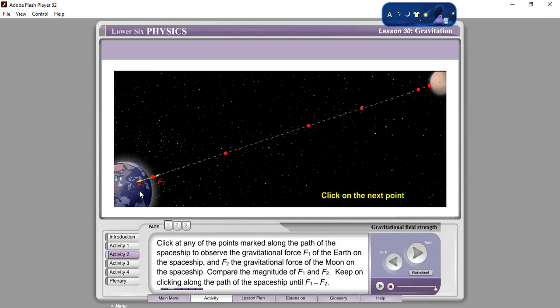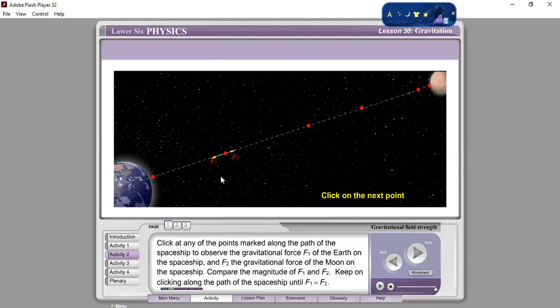At this point, F1 is the attractive force on the spaceship by the Earth. F2 is the attractive force on the spaceship by the Moon. The length of the arrow shows the magnitude of the force that acts on the spaceship. When the object is nearer to the first point, we found that the attractive force by the Earth is greater than the attractive force by the Moon.